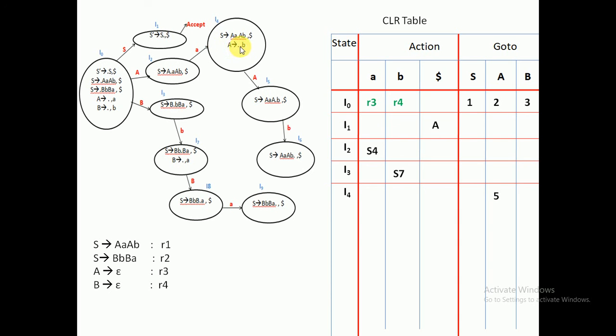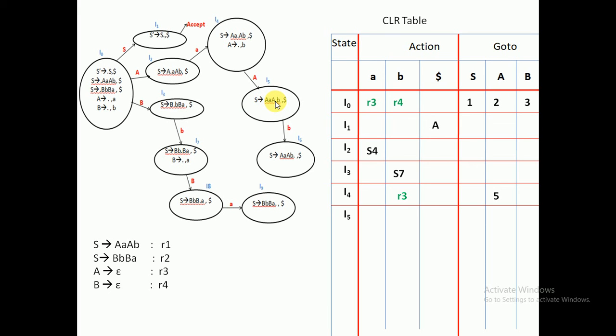Another one is the reduce. So where is it reducing? Capital A. So what is the production number? R3. And what is the lookahead? B. So for I4, the lookahead is B, and the reduce number is R3. So that's it. Okay, then the next one, I5.